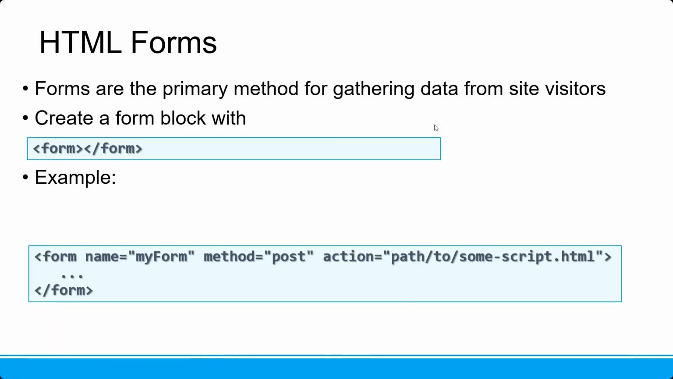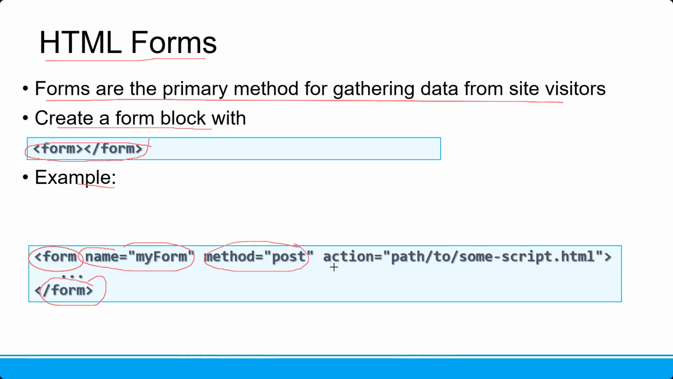So there are many ways to design the form, but this is the basic way. It depends on how you will use the HTML. Let me just start with the very basic using the HTML forms. So forms are the primary method for gathering data from site visitors. And you can create a form block with form, this one. So for example, I can do form as the beginning of the HTML and then form as the ending. And then I can define what is the name, what is the method, and what are the actions.